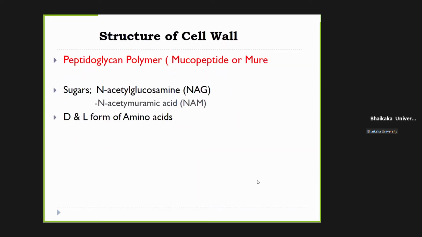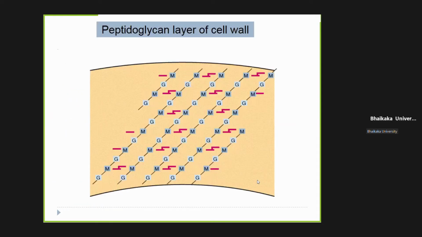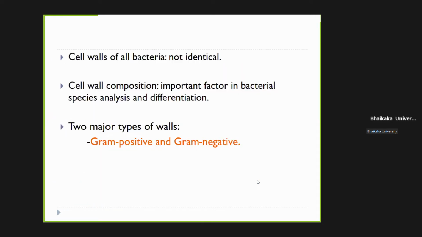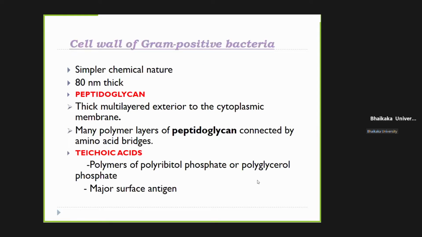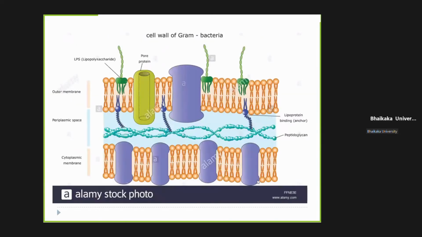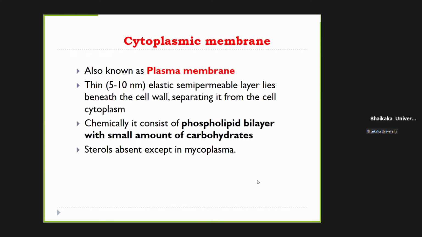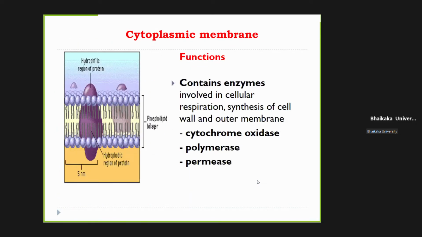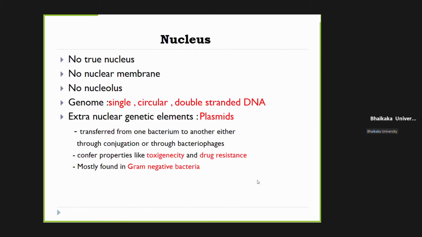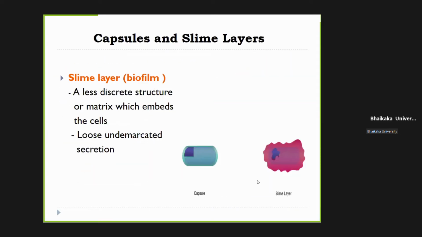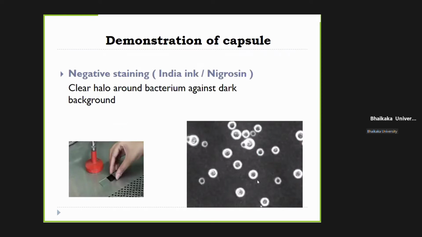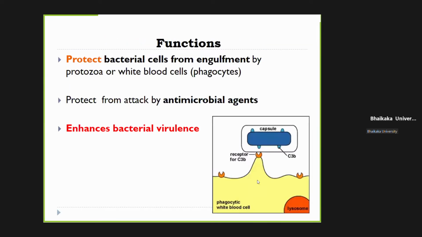Okay, functions of the cell wall, structure of the cell wall, what is the basic difference between the cell wall of gram positive and gram negative organisms. Then cytoplasmic membrane, cytoplasm and its organelles, nucleus, capsule, and the demonstration method of capsule.